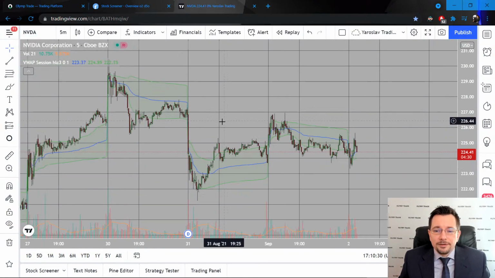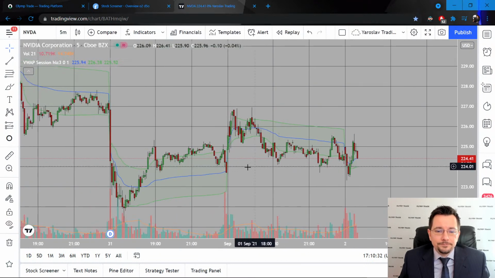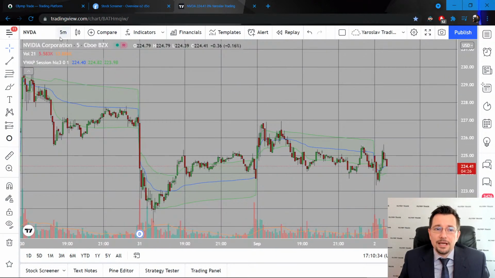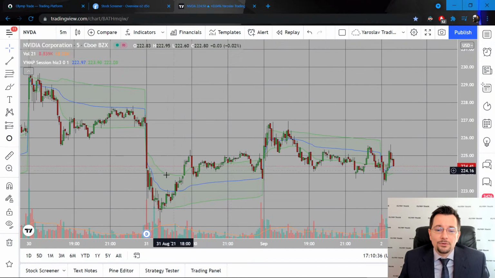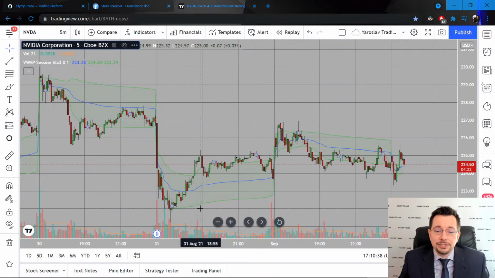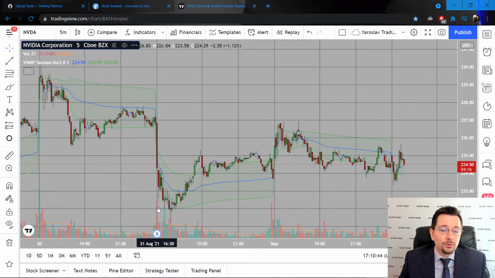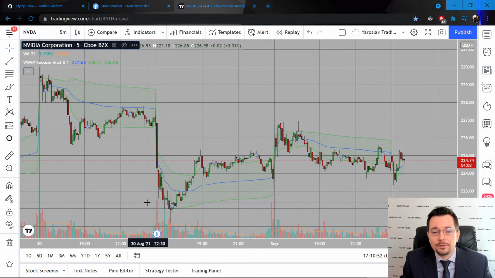NVDA is the ticker for NVIDIA. So we can see within the day on a 5-minute time frame how the stock changes. Once we have a large, first of all, confirmation, like if it's a large candle down and we have large volume, that confirms that it's actually time to sell. And you can actually sell stocks on the Forex platform with the Olymp Trade.